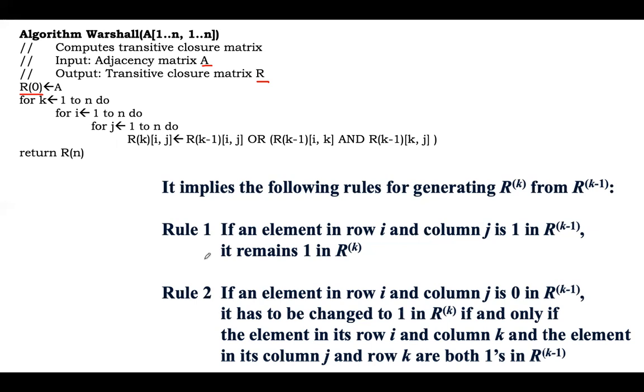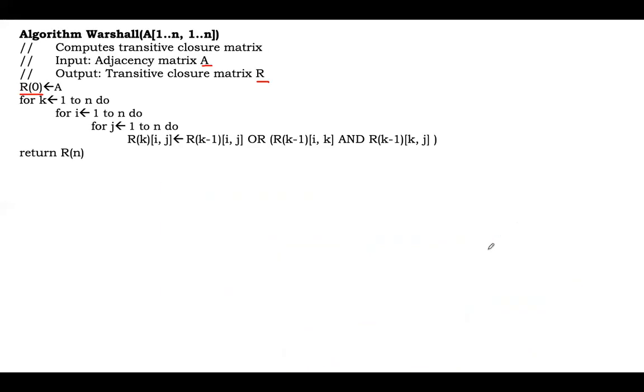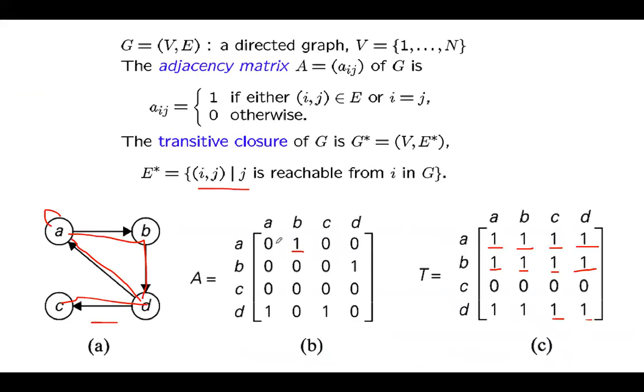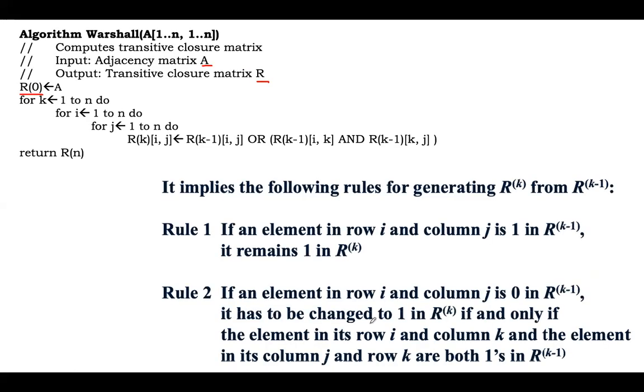Here is the rule. If an element in row i and column j is 1 in Rk minus 1, it remains 1 in Rk. If a 1 is already there in some row or column, that will be retained in Rk as well. In the previous matrix, if 1 is here, here also it will be 1. There will be no changes in this 1. That is the first thing it is saying.